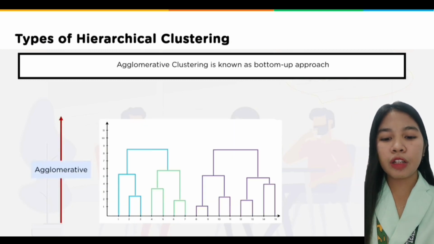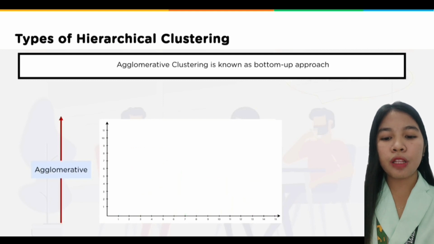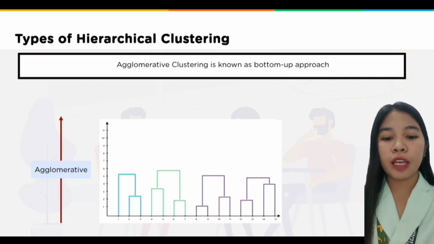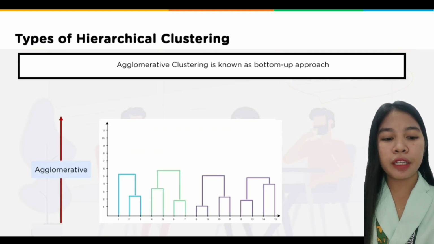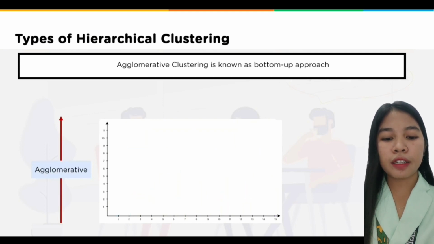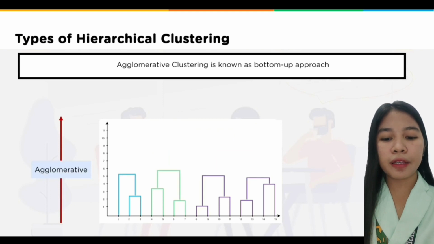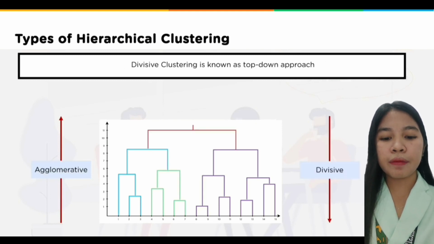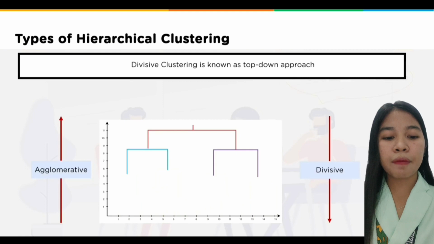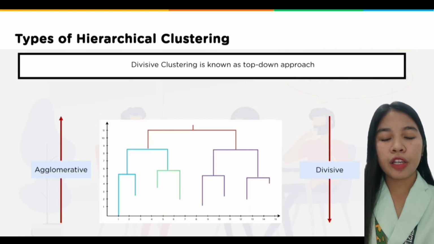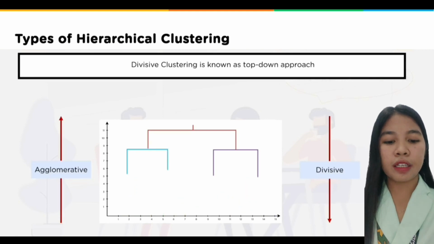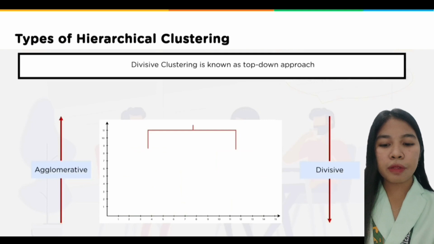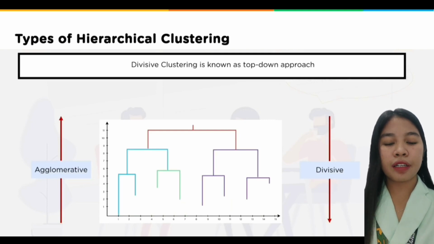So when we say agglomerative clustering, it is known as the bottom-up approach, and this is the most common type of hierarchical clustering used to group objects in clusters based on their similarity. And when we say divisive clustering, it is a top-down clustering approach. Initially, all the points in the dataset belong to one cluster. Splits are performed recursively as one moves down the hierarchy.